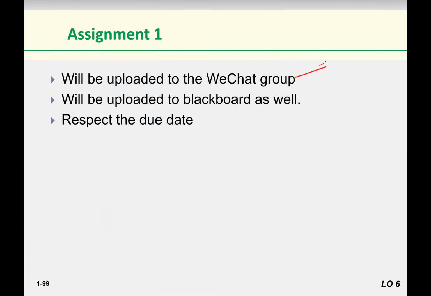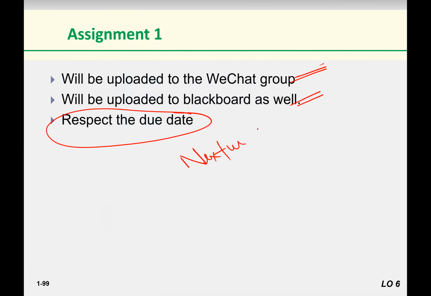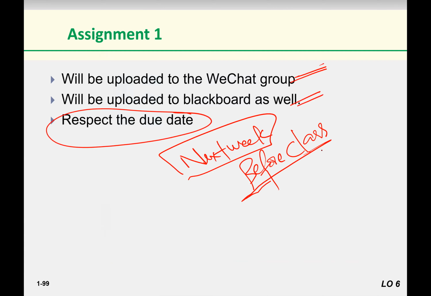So I will be uploading the assignment on the WeChat group as well, and also on Blackboard. The submission date is next week. You can submit your assignment before the class. So I'm giving you time before 6 o'clock Shanghai time, right? You are not allowed to submit your assignment during class or after class. Previously, in previous semesters, I allowed even during the class or after the class. But this time I will be very strict that you need to submit your assignment before the class.